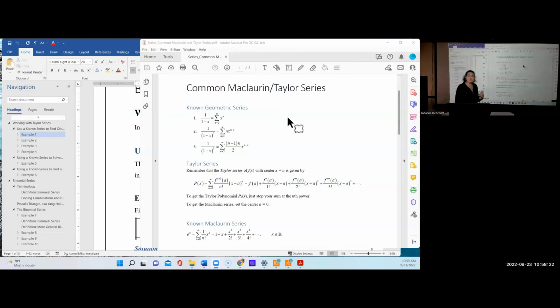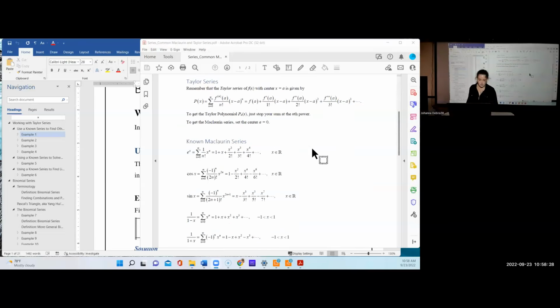Now, we've talked about Taylor series as well in the previous section. So let's review briefly what we mean when we talk about a Taylor series. A Taylor series for a function with center a is given by this infinite polynomial expansion, and it is the series from 0 to infinity of the nth derivative of the function evaluated at the center a.